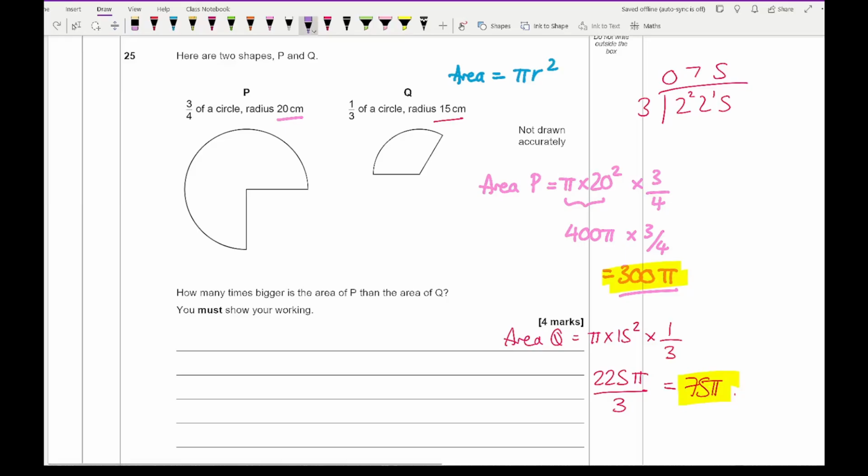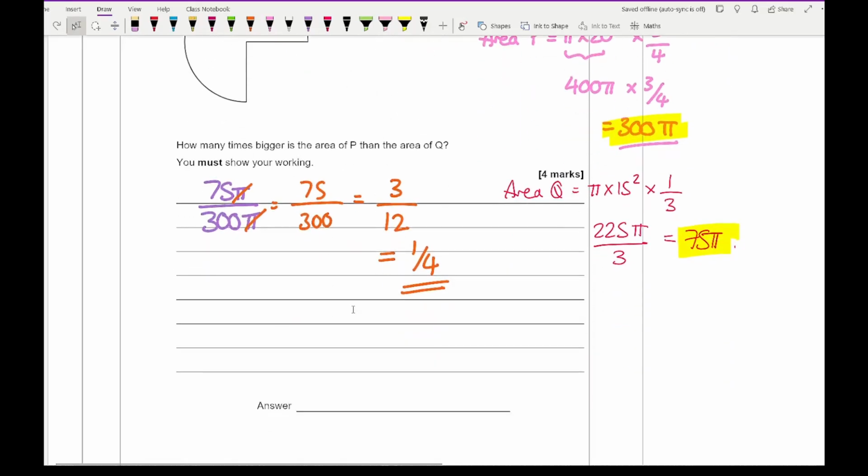So all I've got to do is 75 pi over 300 pi, to work out how many times bigger it is. So the pi's cancel, so it's just 75 over 300, which I can simplify, dividing both numbers by 25. How many 25s go into 75? That's going to be 3. That's going to be 12, and then that simplifies to be a quarter. So how many times bigger is P than Q? Well, it's going to be 4 times bigger.